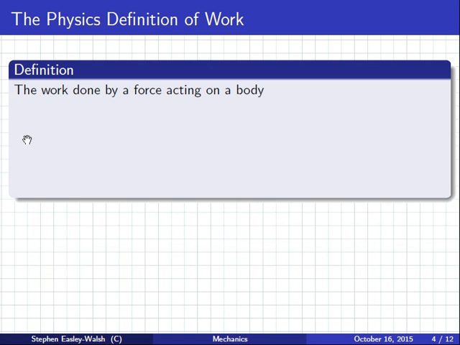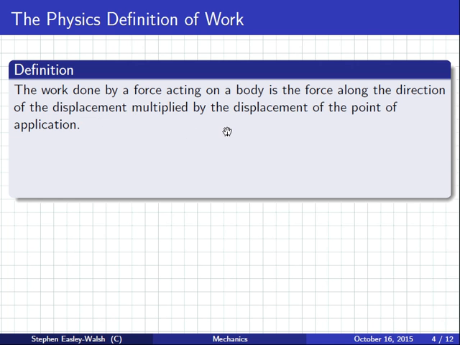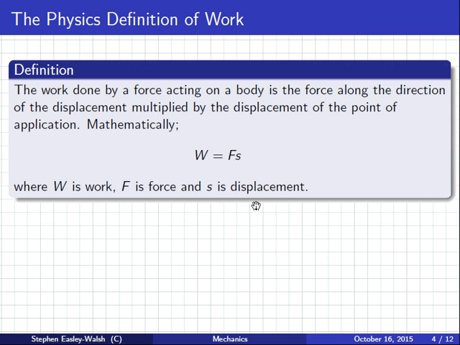Usually on a body, work is the force along the direction of the displacement multiplied by the displacement of the point of application. Very complicated, but as a formula, very simple. A formula is just work is force multiplied by distance, W = F × S, where W is work, F is force, and S is the displacement. So write this down. The formula is what's most important, but to practice your English, maybe you could write the whole thing.